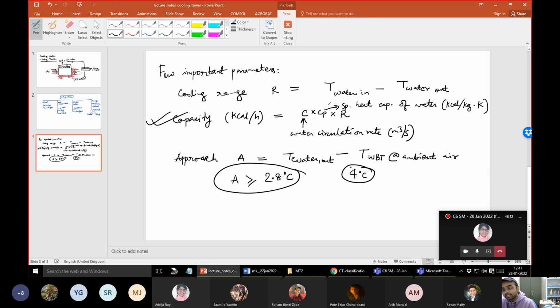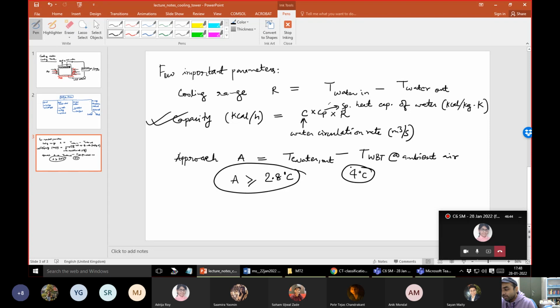Because if it satisfies this criteria based on the rainy season ambient temperature, right, so that will also satisfy it based on the winter temperature, because in the winter, of course, the wet bulb temperature would be lower than the rainy season temperature. So if you are able to satisfy this approach condition of 4 degrees at the rainy season, or the high humidity season, then it will also satisfy throughout the year. So this is what we mean by the approach.